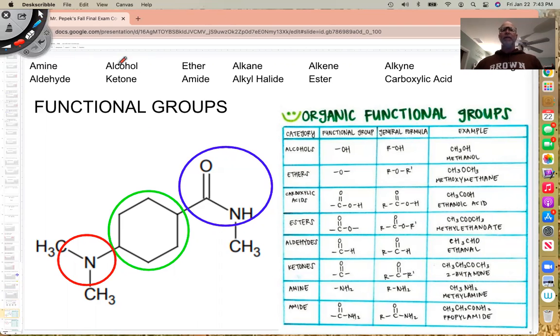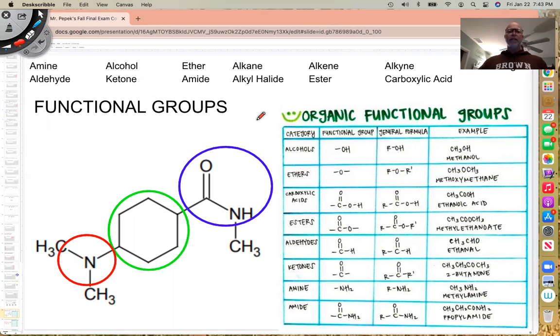We learned all these different ones: amine, aldehyde, alcohol, ester, and I've given them to you all right here. The only ones I haven't given to you are the alkane, alkene, and alkyne. Remember, that was a double bond, triple bond, single bond all the way through. All right. So what we need to do is find out what these functional groups are.